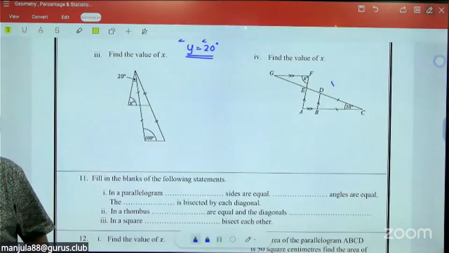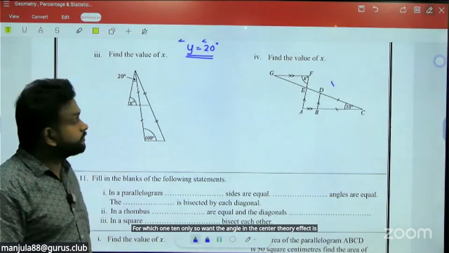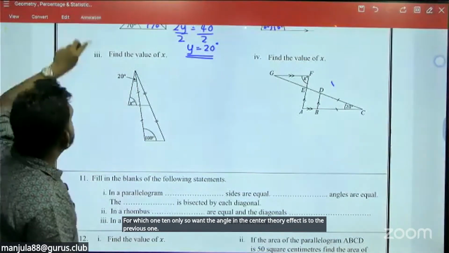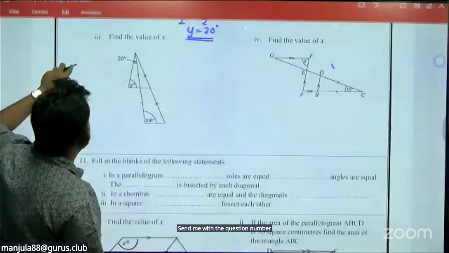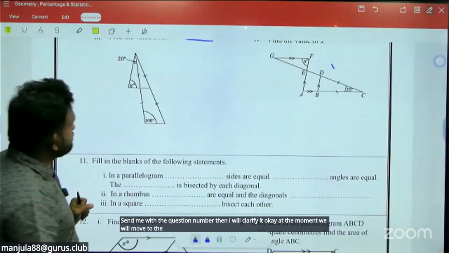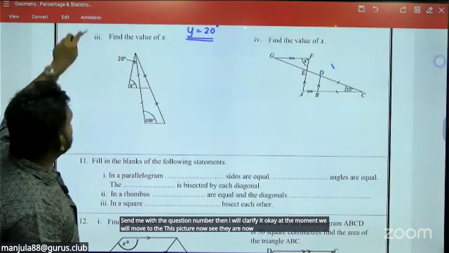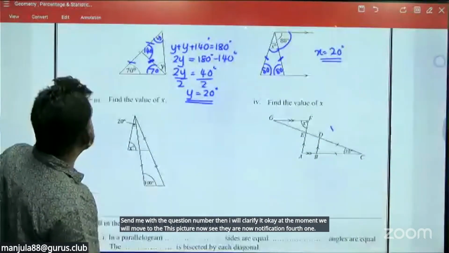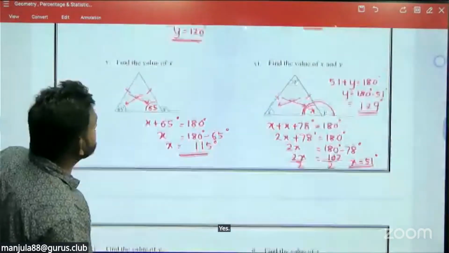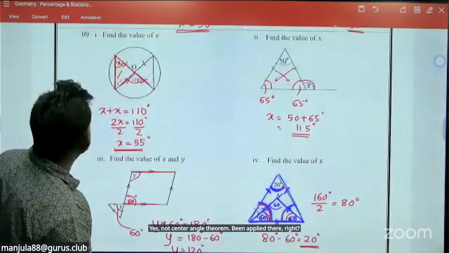So what is the angle in the center theorem effect? So the previous one, send me the question number, then I will clarify it. Okay, at the moment we will move to this question. Now see there, ninth question, fourth one. Yes, was the center angle theorem applied there, right?